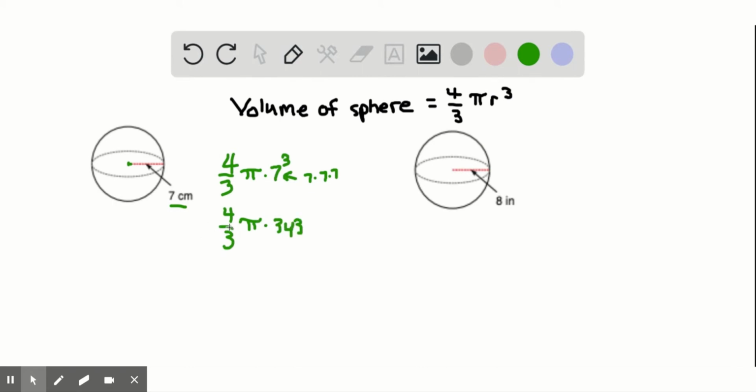The next step, look at this as 4 times everything in the numerator divided by 3. So we're going to multiply times 4, right? 4 times 343, which gives us 1,372 pi. And then we're going to divide by 3. Divided by 3 is going to give us 457.33 pi. Now, if you're leaving pi in your answer, it would stay like that. We just put centimeters to the second power.